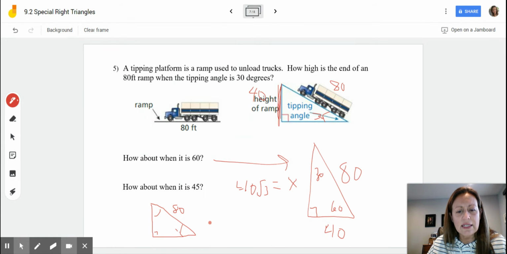So 80 is radical 2 times the leg, which we don't know, so I'm calling it x. So what do we have to do to find x? We have to divide both sides by radical 2. And therefore, x is equal to 80 divided by radical 2, which we should simplify by rationalizing the denominator. And when you do that, your final simplified radical will be 40 radical 2, okay?